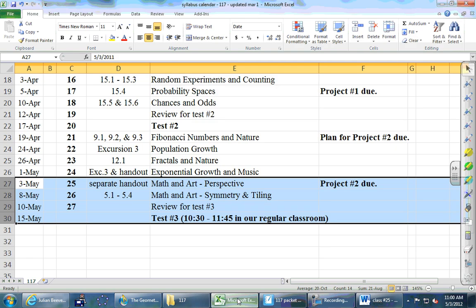Okay, one of our last looks at the calendar. We have 2 classes left on new stuff. Today we talk about perspective drawing, and next class we talk about symmetry and tiling. So 2 days on math and art. That's the end of the new material for the test.